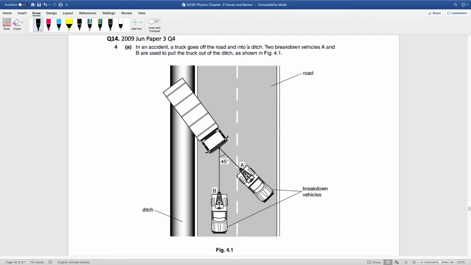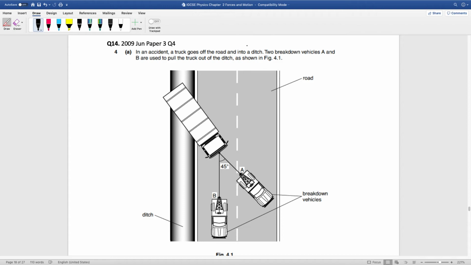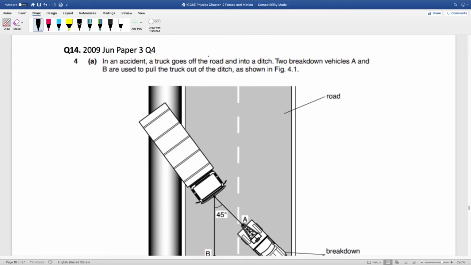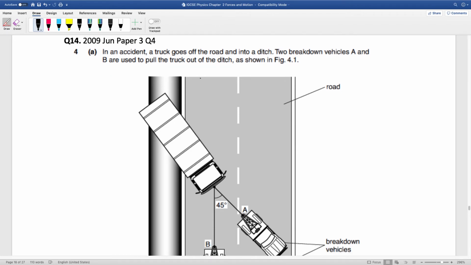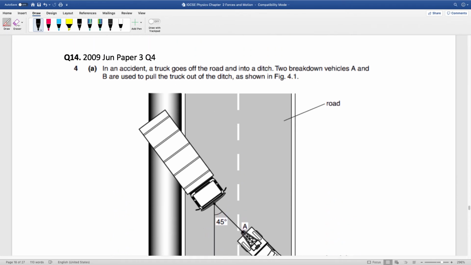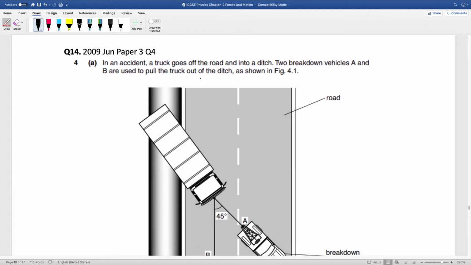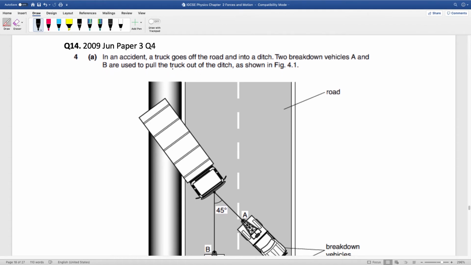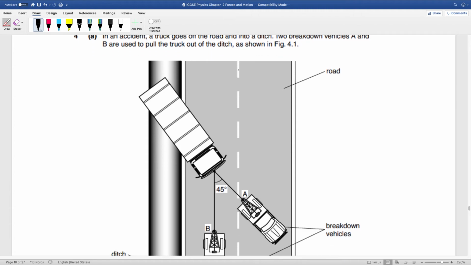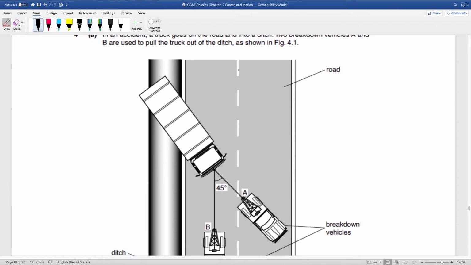Page 14, question 14. Continue. Right. Question 14. Now in an accident, a truck goes off the road and hits two broken-down vehicles, A and B.